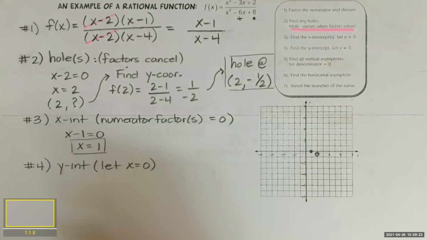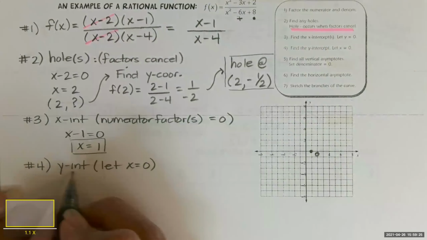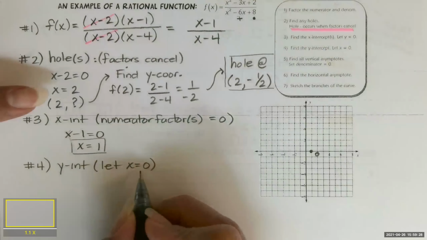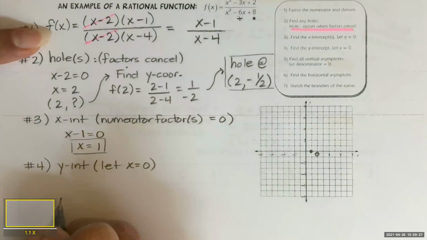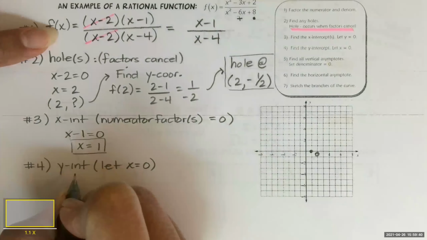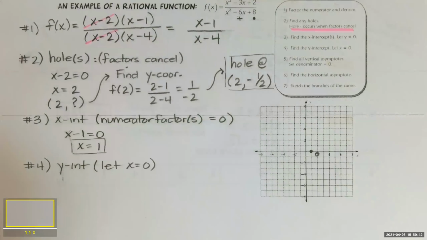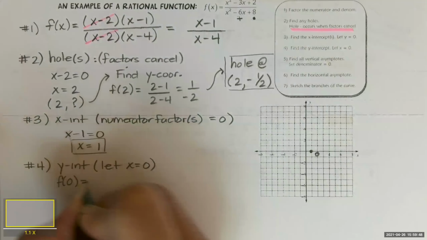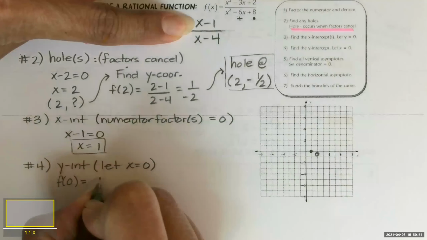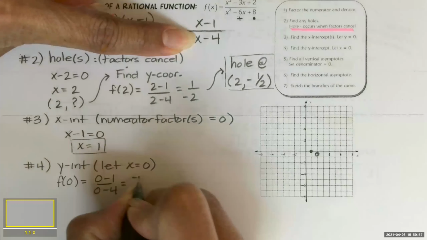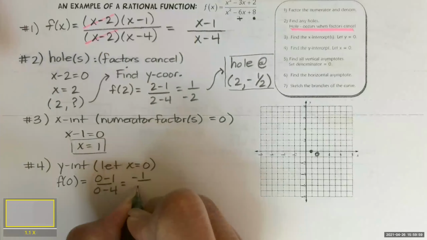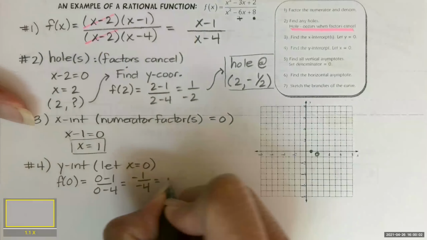But anyway, when finding the y-intercept, you let x be 0. So what you do is, just like we did over here when we knew what x was and we substituted into our function, we're going to do the same thing with our 0. So go back to your function equation, replace every x with 0. So f of 0 equals, replace that x with 0, and replace that x with 0. 0 minus 1 is a negative 1, and 0 minus 4 is a negative 4. Well, those negatives reduce to 1/4.